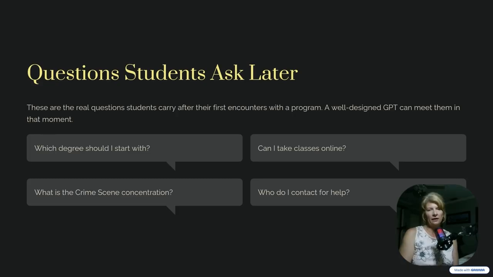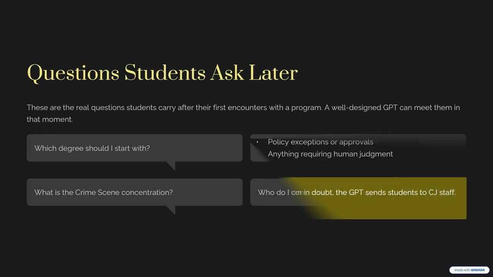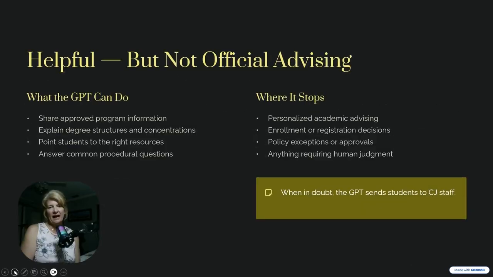And this is where my custom GPT, this criminal justice degree detective, becomes useful. It gives students a place to ask the questions they forgot to ask, maybe the questions they were too nervous to ask, or the questions they didn't even know they had yet. The criminal justice degree detective reduces confusion. But just like my first GPT, this GPT also has very clear limits.